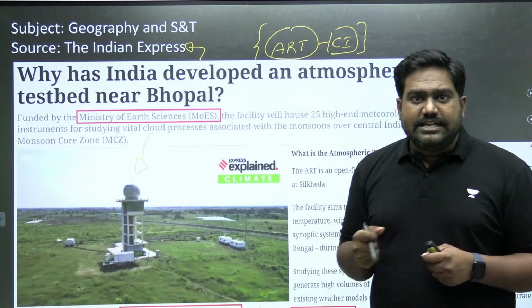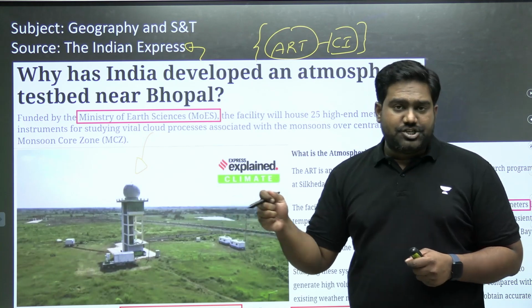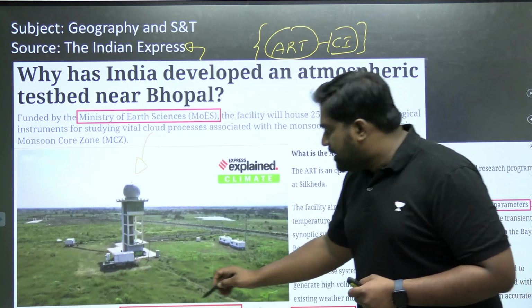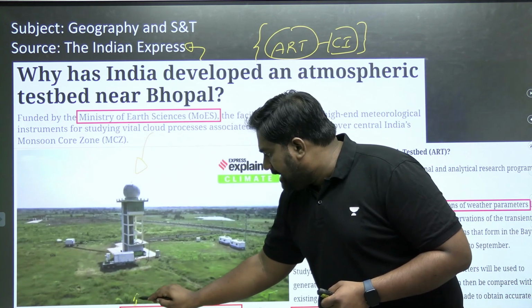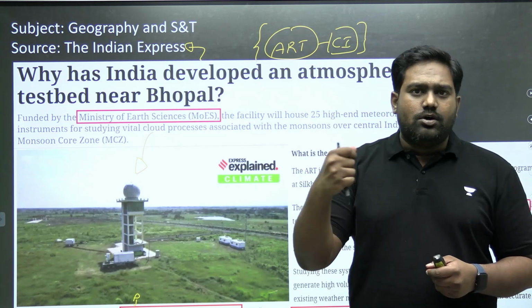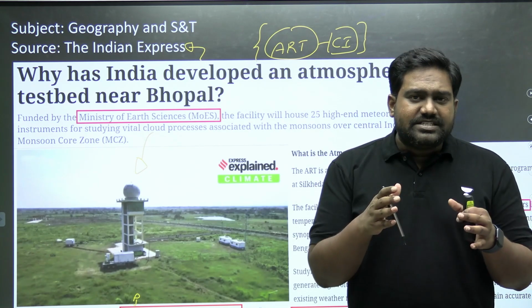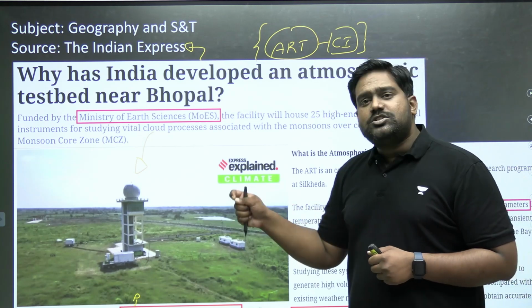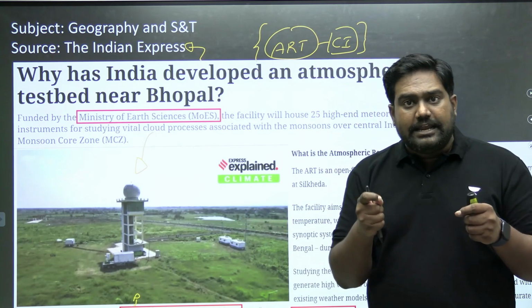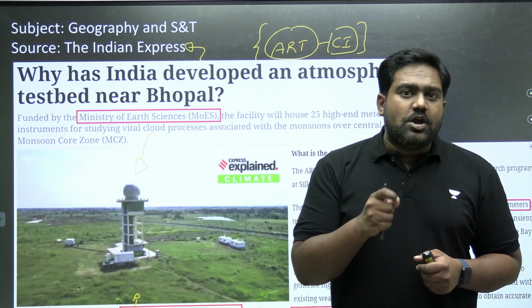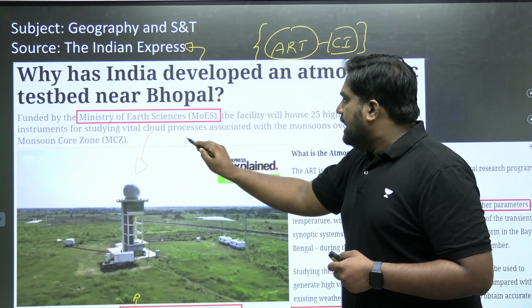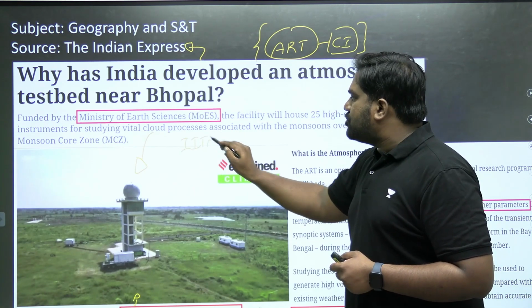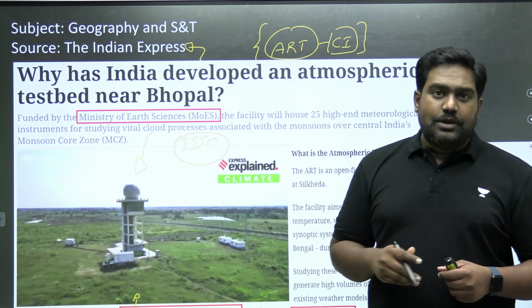It's a research facility that has come up in Madhya Pradesh near Bhopal, in a village called Silkeda, which is located to the northwest of Bhopal. This important meteorological research facility has come up, which is one of the most advanced meteorological centers in India. It's going to be operated by the Indian Institute of Tropical Meteorology, that is based out of Pune.